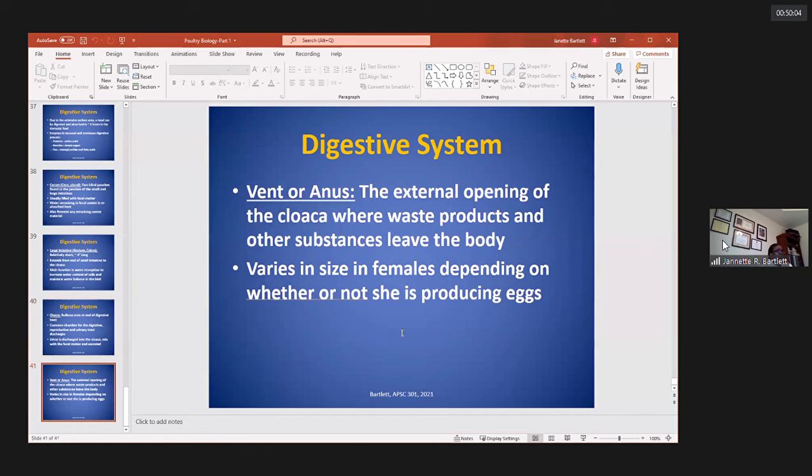Now, the vent or anus. You have the cloaca, but the actual external opening that lets everything out to the outside is referred to as the vent. So you have the cloaca, and then the opening that everything comes out of is referred to as the vent. It is the external opening of the cloaca where waste products and other substances leave the body. And it varies in size in females depending on whether or not she's producing eggs.